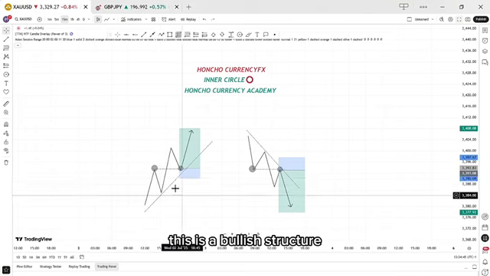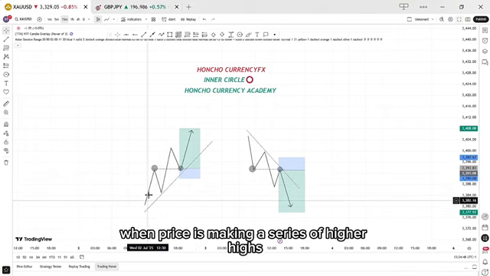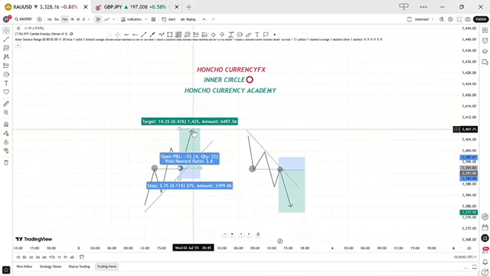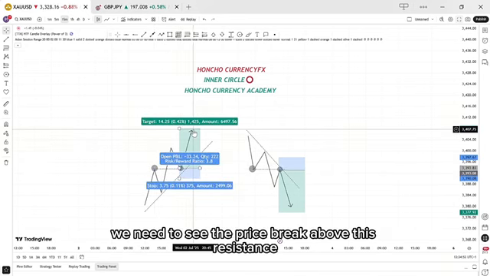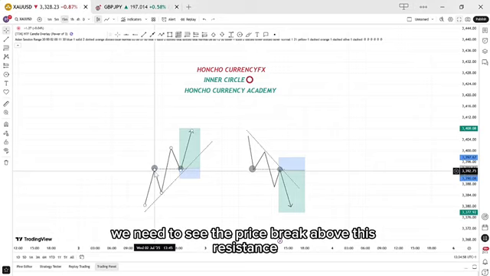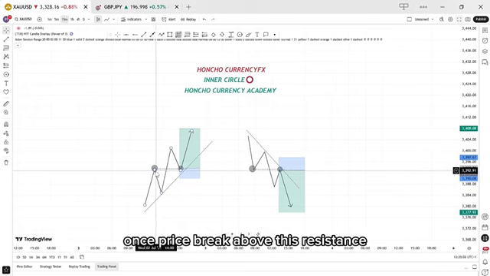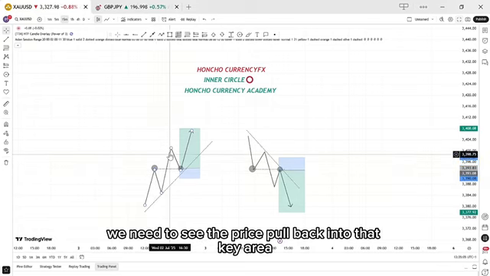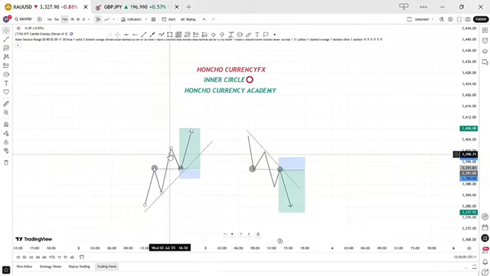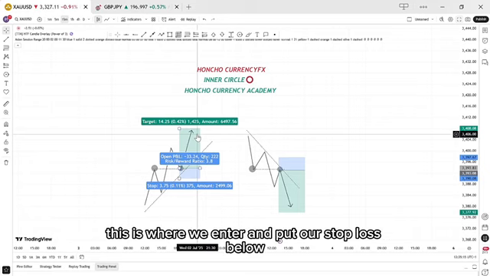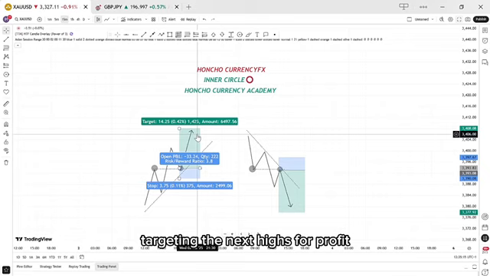This is a bullish structure, when price is making a series of higher highs, higher lows, higher highs, higher lows, and higher highs. We need to see the price break above this resistance, making it a support. Once price breaks above this resistance, we need to see the price pull back into that key area, making it a support for price to make a directional move to the upside. This is where we enter and put our stop loss below, targeting the next highs for profit.